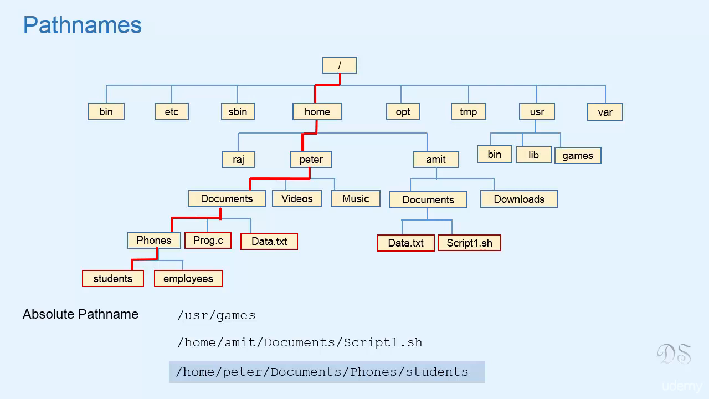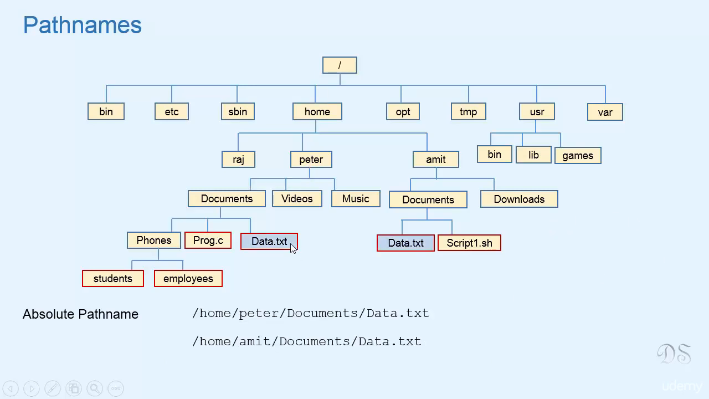There can be two files with the same name in different directories, but their path names will be different. They can be uniquely identified with their absolute path names. The absolute path name of each file on the system will be unique. No two files can have same absolute path names. For example, these two files have the same name, but their absolute path names are different.